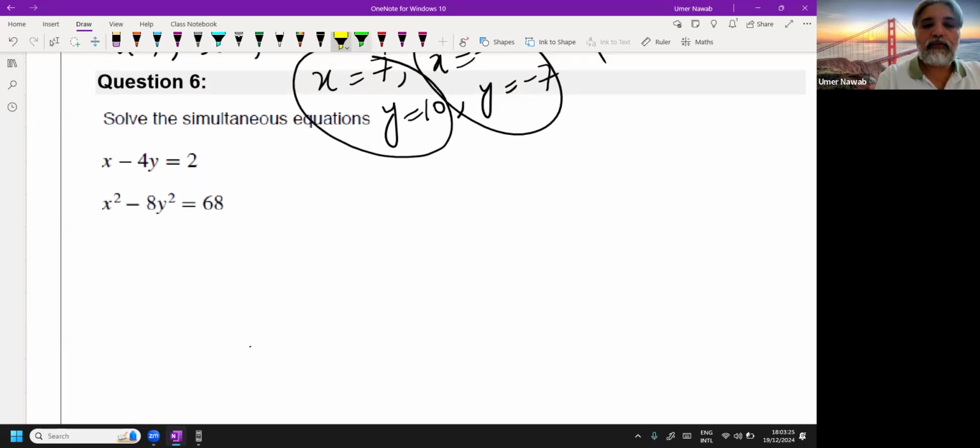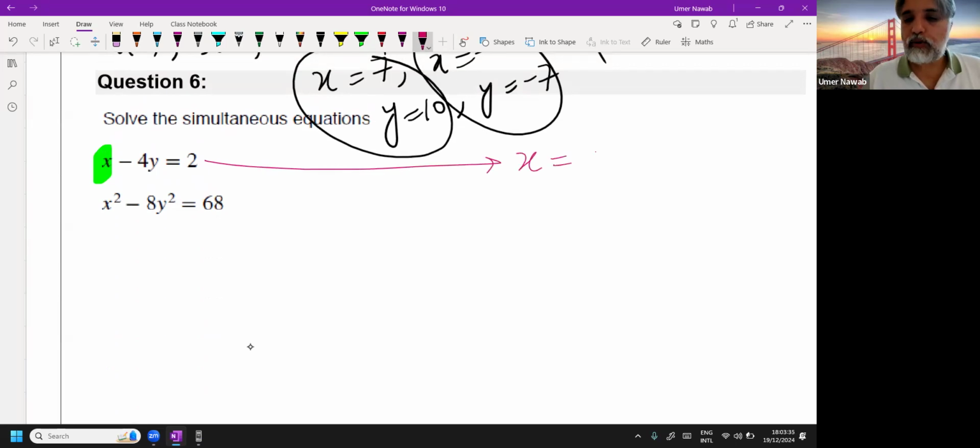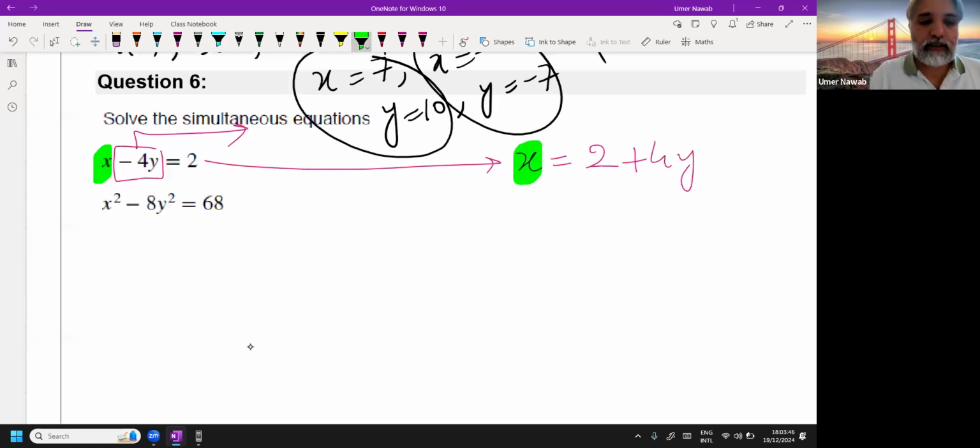In this question number 6, wow, x is having a coefficient 1. Can I make this one as a subject? Yes, so x is equal to 2 minus 4y goes to the right, it becomes plus 4y. Now I'm gonna plug this value of x here. Right here, bracket open, close, squared, negative 8y squared. It will stay as it is and equals to 68.